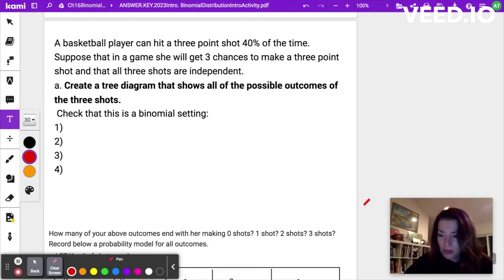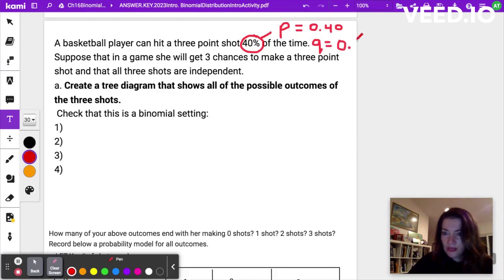Let's go ahead and pull out important information from this paragraph. First of all, it says she will make a shot 40% of the time. So this is the probability of success, and that is 0.4. That means that she will miss a shot 60% of the time. So I can already call Q for failure. I'm going to call that 0.6 for missing a shot. So this is making a shot 0.4 and missing a shot 0.6.